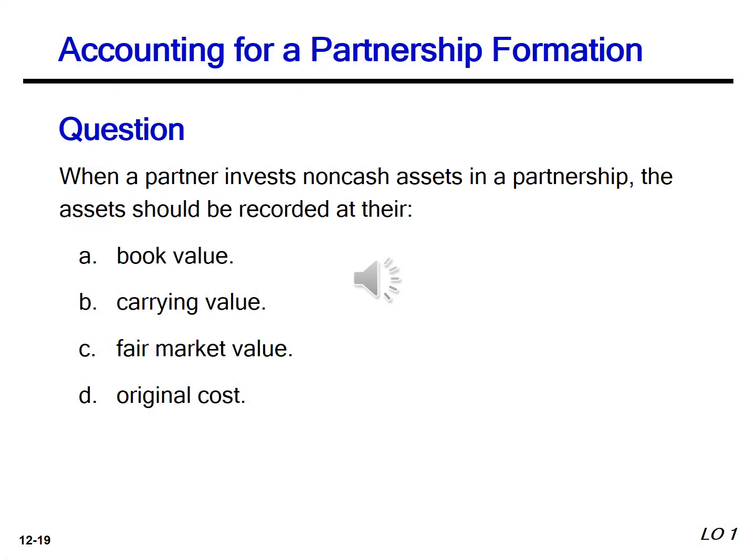And here we might think of a question that might pop into your head. When a partner invests non-cash assets in a partnership, the assets should be recorded at their A. book value, B. carrying value, C. fair market value, or D. original costs. And for partnership accounting, in the case of a partner investing non-cash assets in the partnership, we would record these non-cash assets at their fair market value. So the answer here is C.